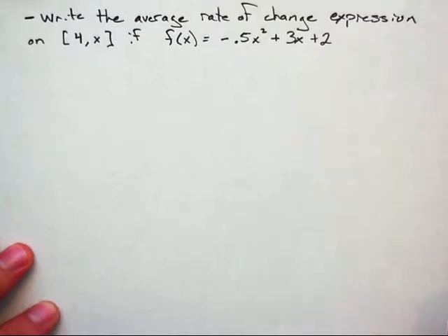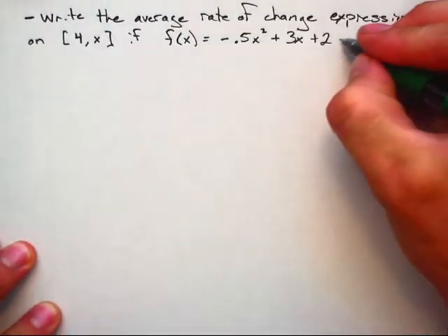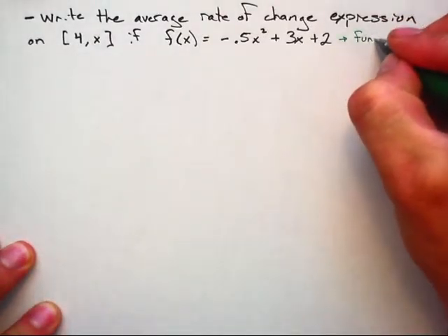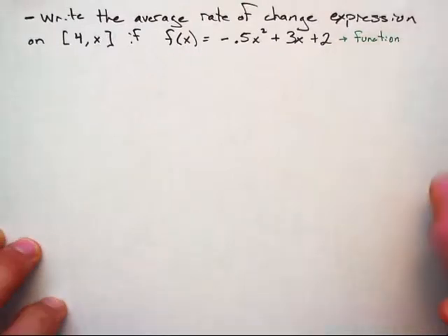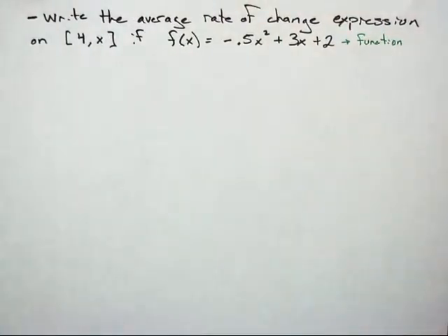Write the average rate of change expression on 4 to x if your function is negative 0.5x squared plus 3x plus 2. So this is obviously the function that we're given. F of x format is nice, but it could be f of t, it could be s, v, it could be anything. And this is the interval.